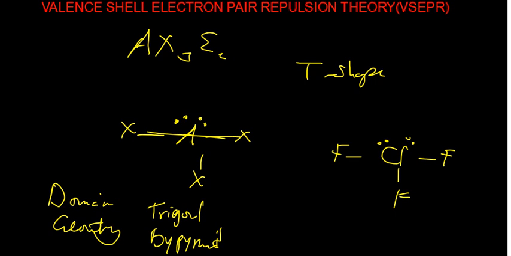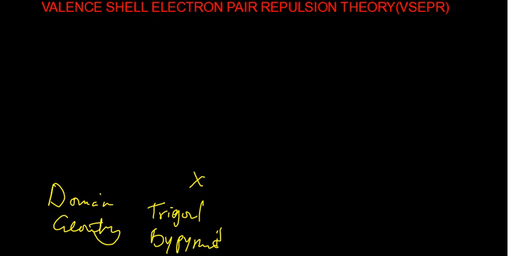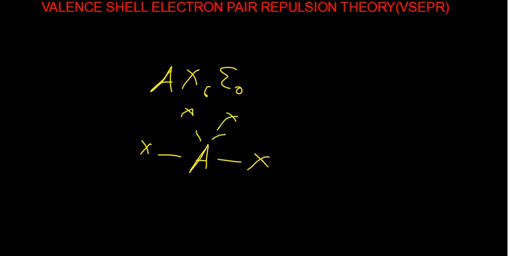Alright. What if we have something where we have 6 things around the central atom? What shape is it going to take? So if we have A and then X6, we don't have any lone pair of electrons. So the central atom is here. We have X there, X there. Then we've got X there, X there, X there, and X there. So this is an octahedral. So this is called an octahedral.